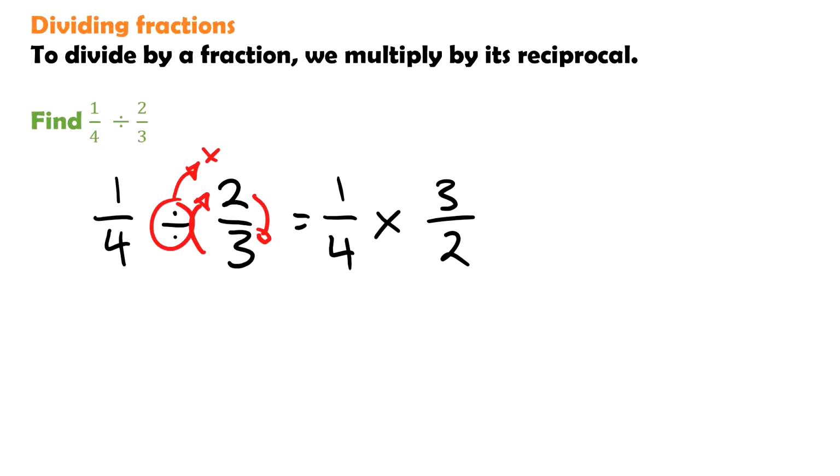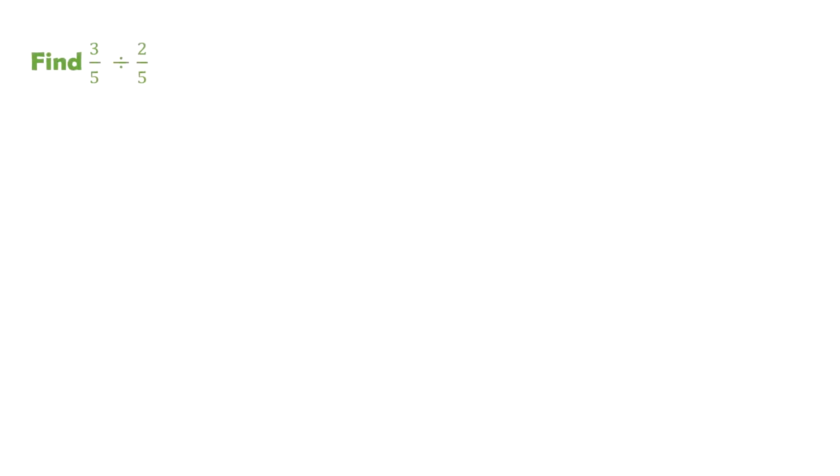At this point, it's a normal multiplication, so we multiply the top and then we multiply the bottom. What I end up with on top is 1 times 3, which is 3, and 4 times 2, which is 8. We see if we can simplify it. In this case, we can't, so that is our answer. So I'll do one more here.